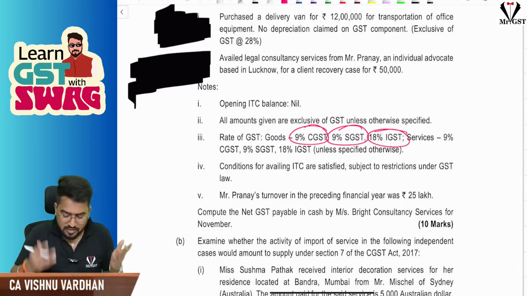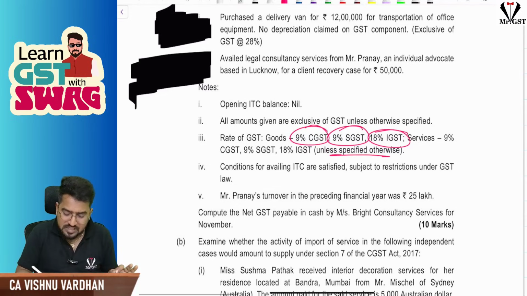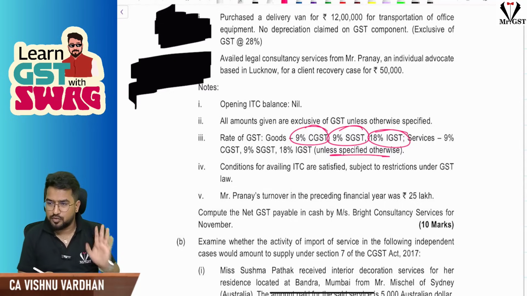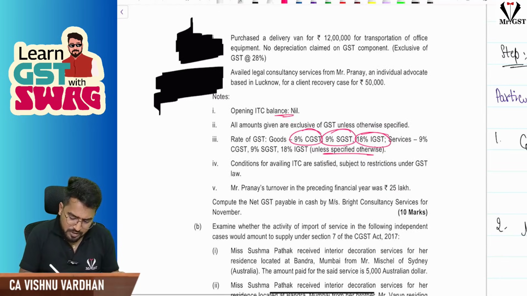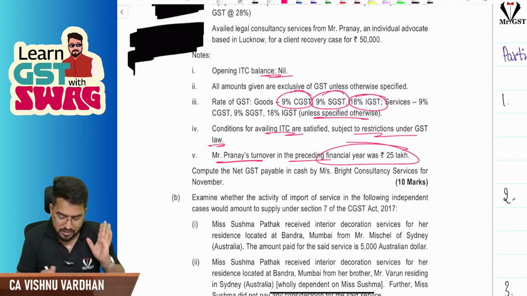Services also the same thing. I don't know why they give so much information here. They would have told unless specified otherwise. That means in the question, if they have told some other rates, then those rates you have to follow. Okay, simple. And opening balance ITC is nil. Conditions for availing ITC satisfied, subject to restrictions under GST law. Pranay's turnover in the preceding financial year was 25 lakhs. Okay, that is the point.